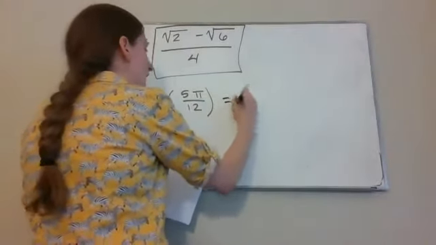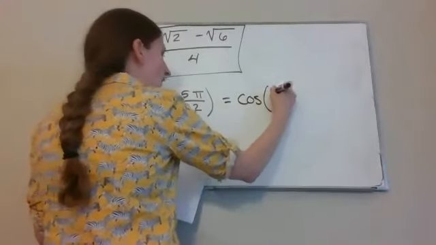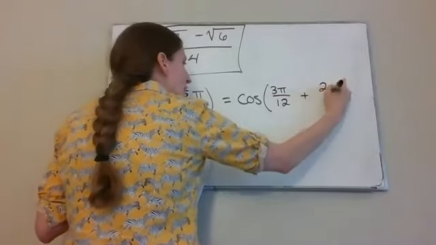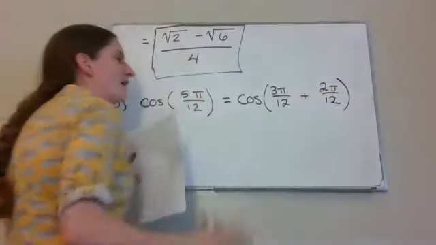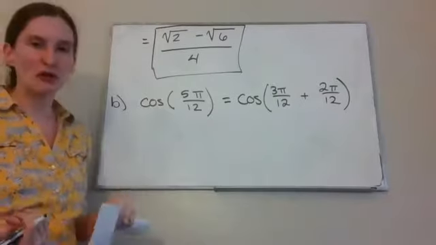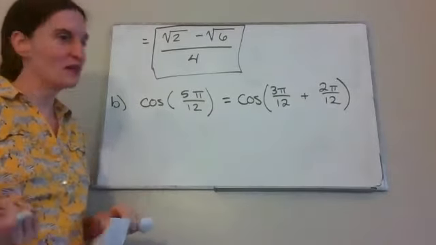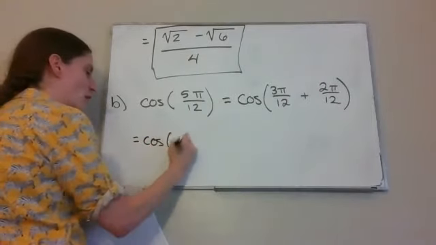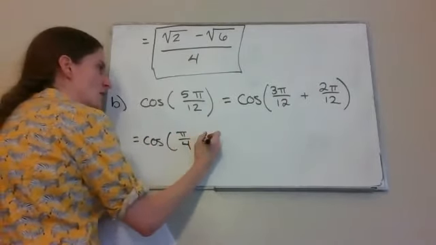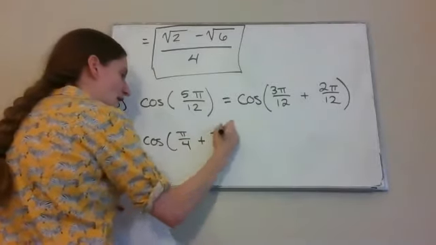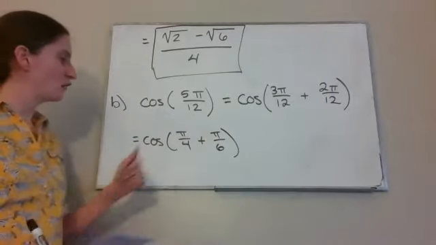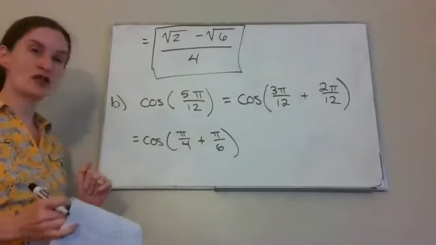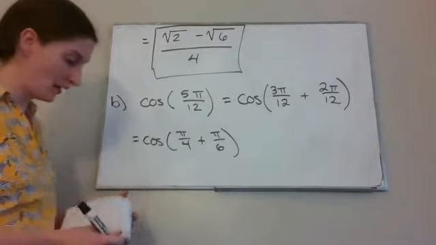So first, notice that 5 pi over 12 is the same thing as 3 pi over 12 plus 2 pi over 12. And I know right now that doesn't look like values on our unit circle, but they are. They're just not simplified. 3 pi over 12 is the same thing as pi over 4. 2 pi over 12 is pi over 6. So I have cosine of pi over 4 plus pi over 6, and that is equal to my original cosine of 5 pi over 12.